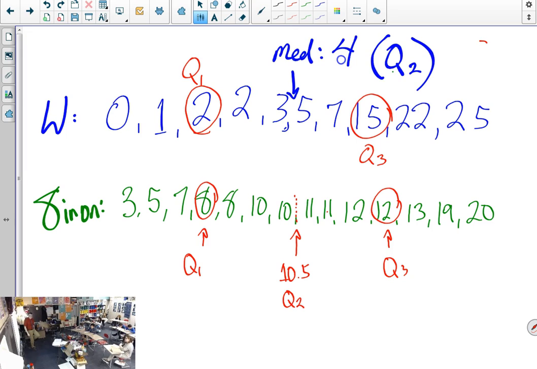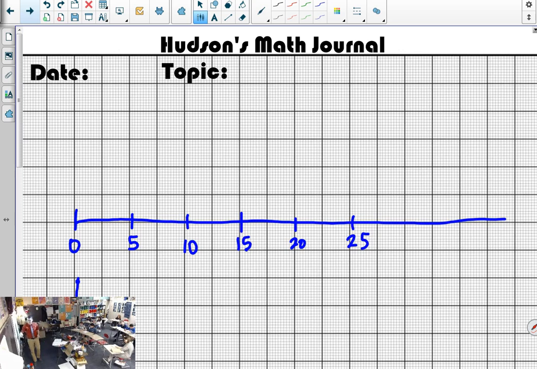Quartile 1 should be 8, quartile 2 should be 10.5, quartile 3 should be 12. We can do both box and whisker plots on the same number line, on the same graph. We don't put them on top of each other, we just show them in two different spaces, because the y-axis, quote unquote, doesn't really exist in a box and whisker. I really only need the x-axis, and then I just build it.